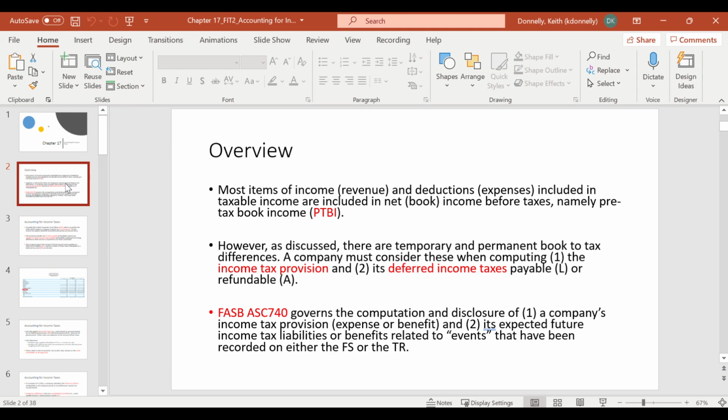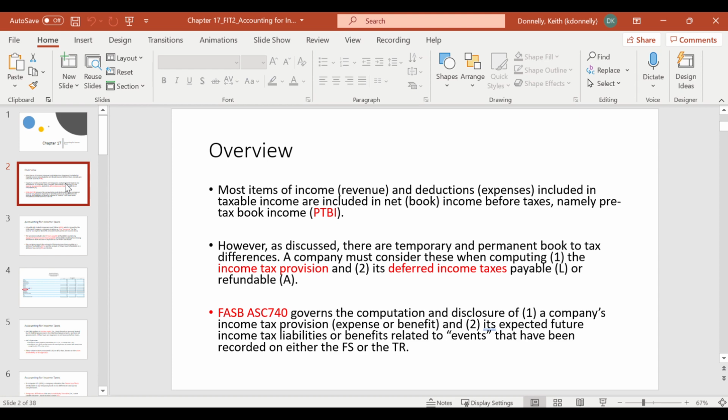So it's kind of the combination of the income tax provision on the income statement and then what we're going to have on our balance sheet to recognize any future deferrals or taxes we're going to have to pay. It's a little confusing, so just bear with me here. Overall, what governs this is ASC 740. So it's FASB ASC 740.